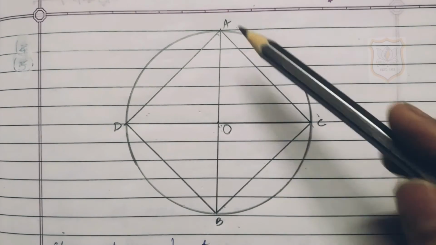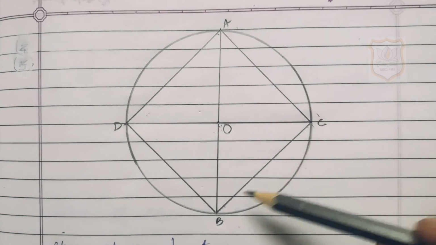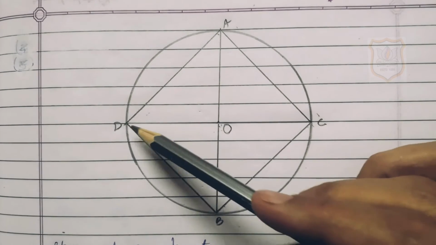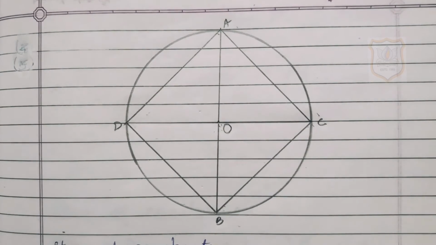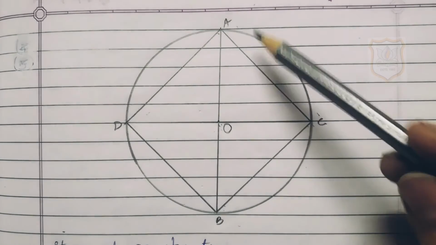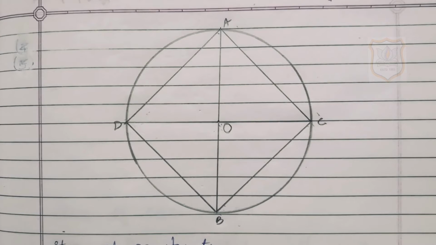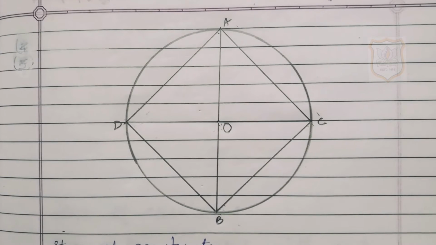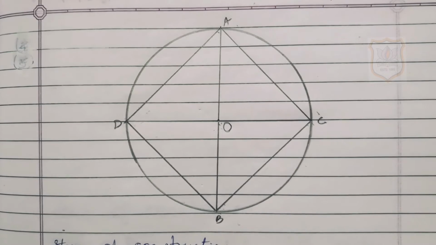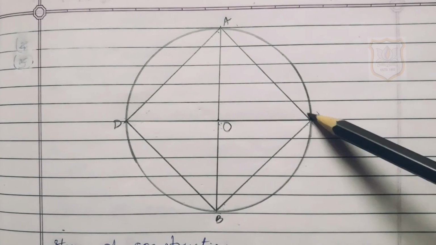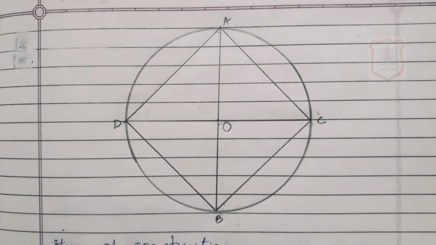We will find that AC is equal to CB is equal to BD is equal to DA. All the sides are of equal measure, and angle A, angle C, angle B and angle D are also of equal measure, and their measure is 90 degrees. Therefore we can say that the quadrilateral ACBD is a square.